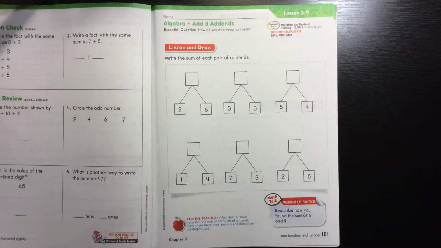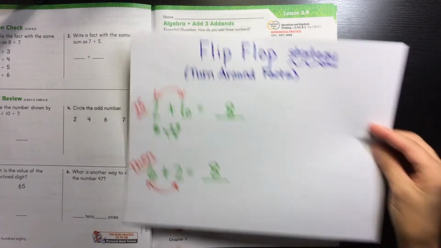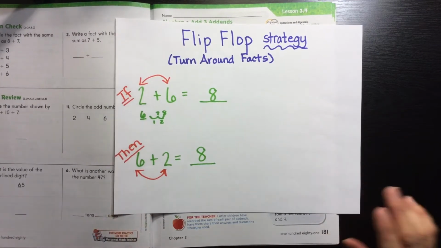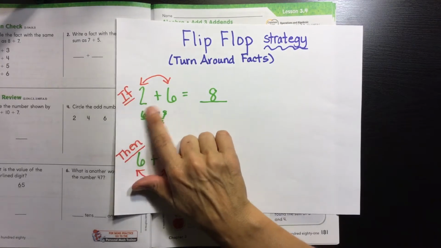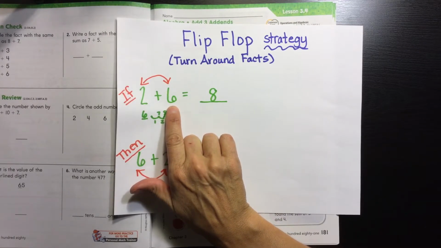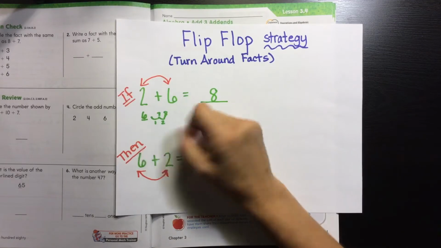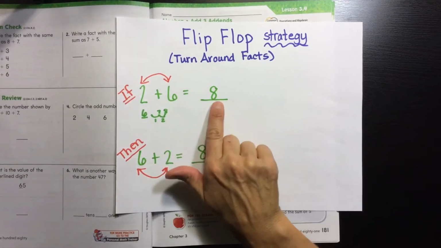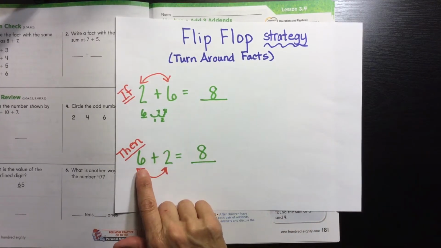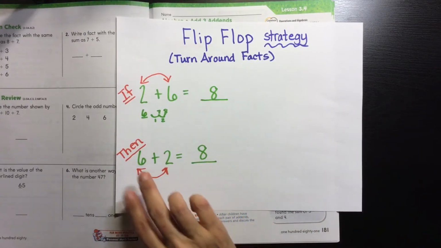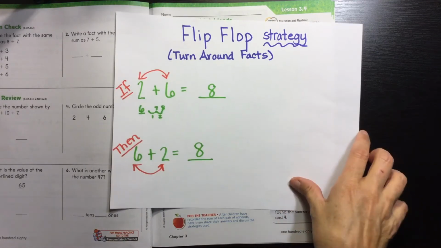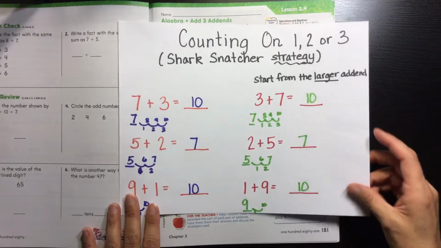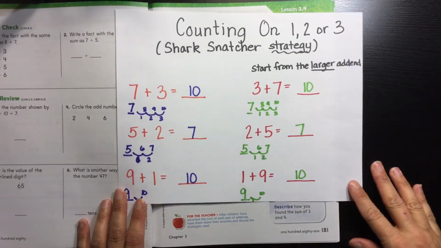All right, our next strategy that we talked about was our flip-flop strategy, which can also be known as our turnaround facts. So we know that if we have 2 plus 6, and this is another strategy that we used where we held our 6 in our hand and counted on 2 more, 6, 7, 8. So if 2 plus 6 equals 8, we know then that 6 plus 2 also equals 8 because we just flip-flop those addends.